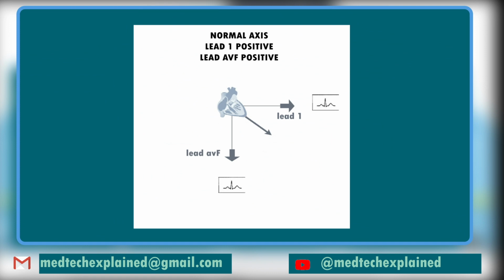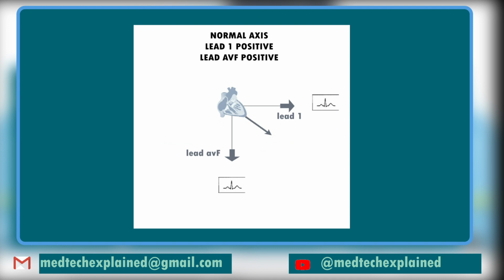As we said earlier, as the current passes from the sinoatrial node to the apex, the direction of the current is downwards and to the left. So the normal electrical current of the heart moves at an angle between both perpendicular leads. It goes leftwards towards lead 1 and also moves downwards towards lead AVF.